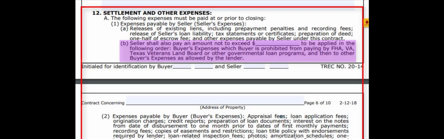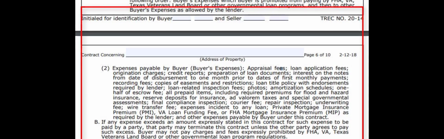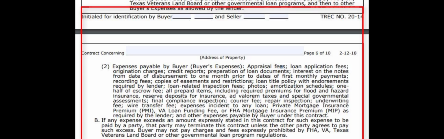Then you have 12A2, which I'm not going to go through again, but that basically lists all the expenses that the buyer could possibly pay. There are some in there that are pretty standard and some that are not standard, but those are basically all the expenses the buyer will have to pay as part of closing out the contract. And then 12B simply states that if any of the expenses exceeds an amount expressly stated in the contract, so if the contract says such and such party will pay this amount and no more, and that amount ends up being more, then that party may terminate the contract unless the other party wants to pick it up.